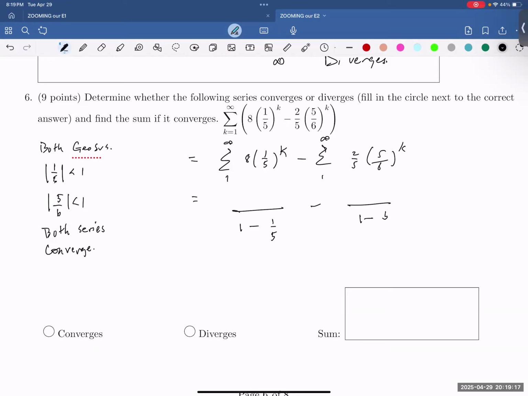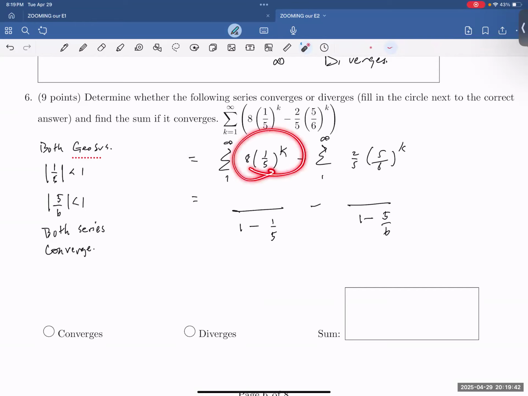So a fifth and 5/6. If this had been negative 5/6, then this would be negative here, and we'd end up adding. But for convergence, we look at the size of the ratio, just the plus version. We don't care about the minus version. Then the numerators are the first terms of the series.